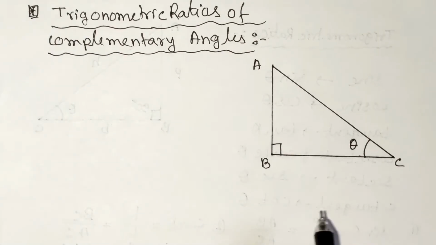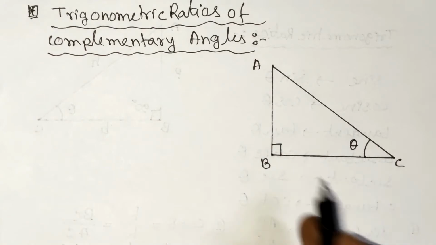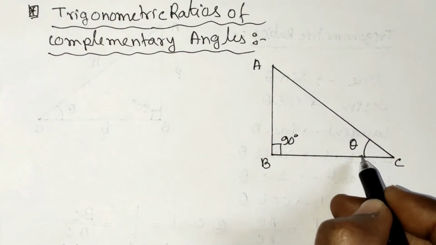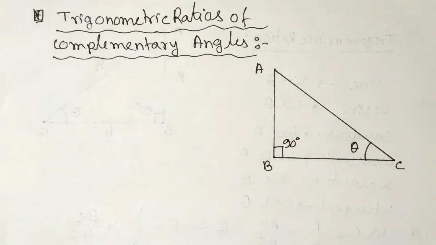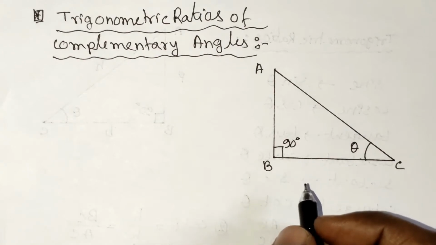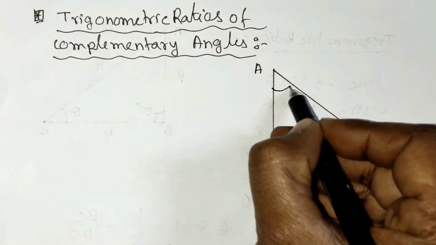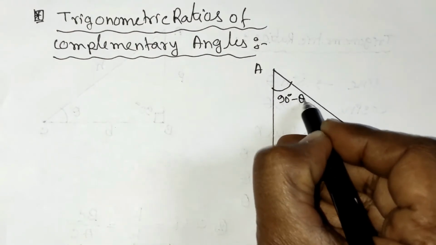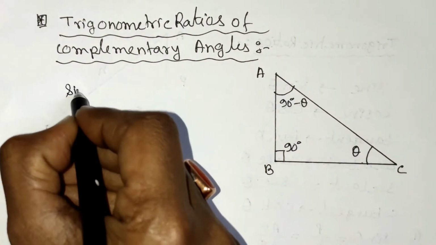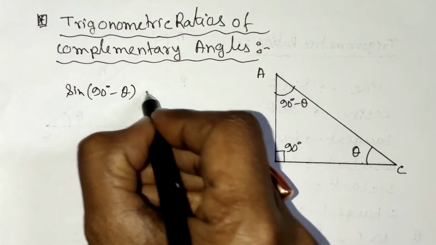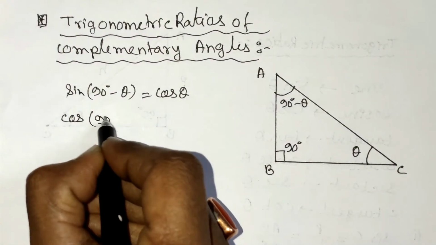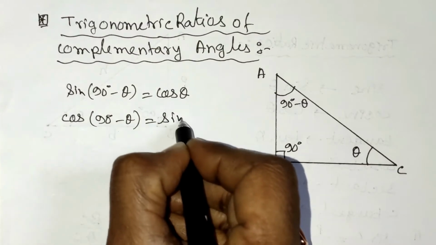Moving on to the next section of this video, trigonometric ratios of complementary angles. Now if we consider the triangle ABC, where angle B is 90 degree and the given angle is theta. We know that by the angle sum property of triangle, the sum of all angles is 180 degree. So the remaining angle is 90 degree minus theta. The formulas related to this section are sin 90 degree minus theta is equal to cos theta. Similarly, cos 90 degree minus theta is equal to sin theta.